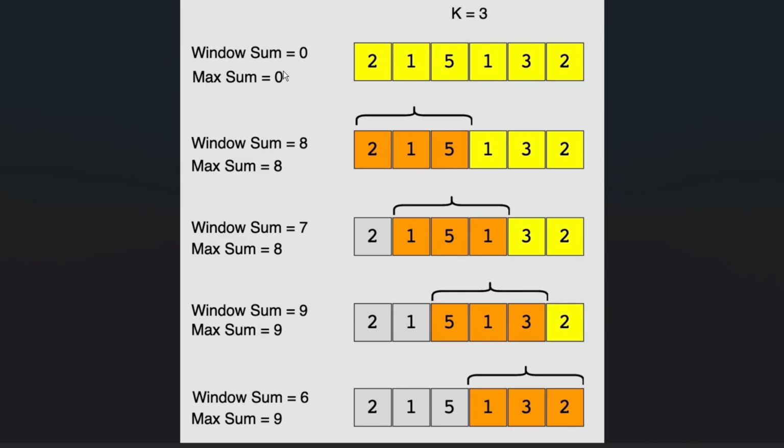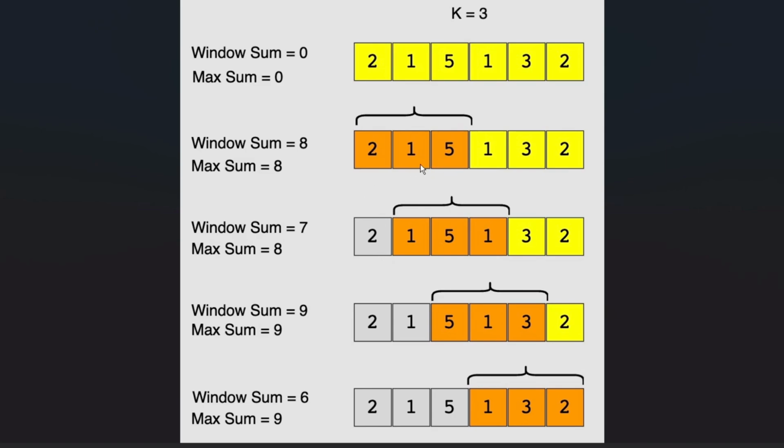The window sum is initialized as 0, max sum is 0, and k is equal to 3, which is given in the question. For the window sum, 2 plus 1 plus 5 is equal to 8. So we set max sum equal to 8. In the next iteration, we know the maximum sum is 8 and we know the first element is 2. So we're going to add the next element and subtract the first element.